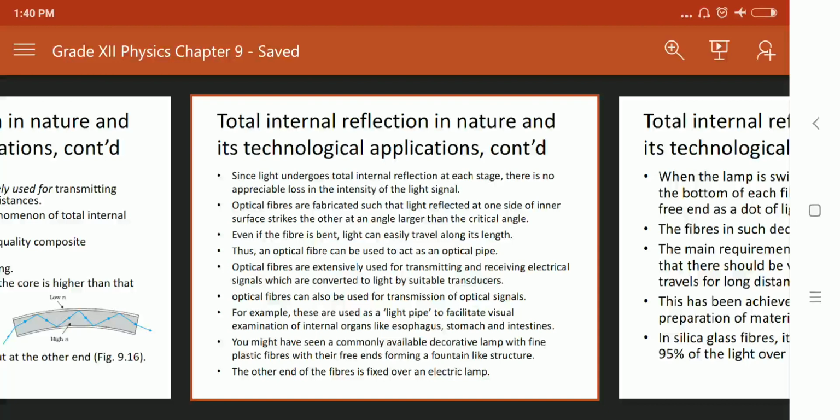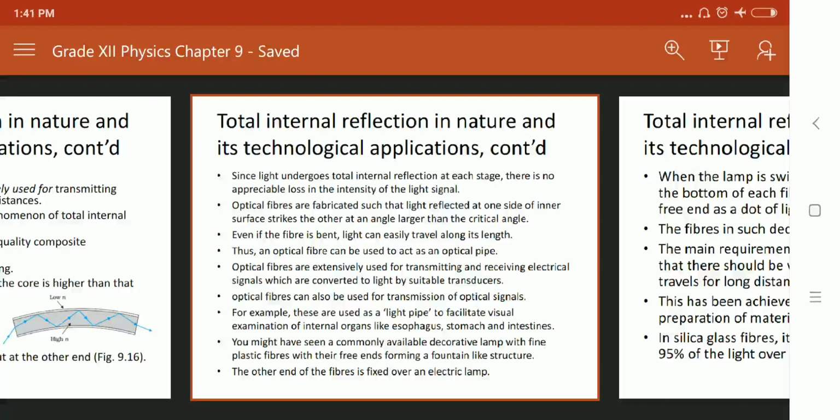Generally in the core, the light strikes at greater than the critical angle to get total internal reflection. This is easily possible when the fiber is in a straight line, but the wire can be bent. If the fiber is bent, light can still easily travel along its length. So the optical fiber can act as an optical pipe, that is, a light pipe.